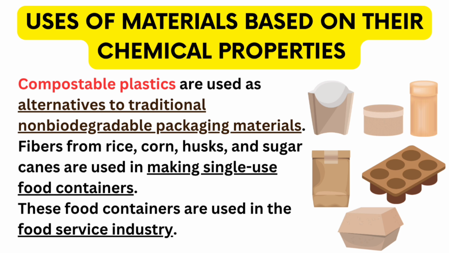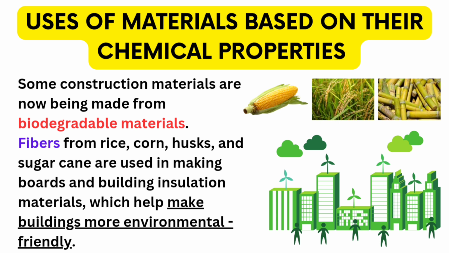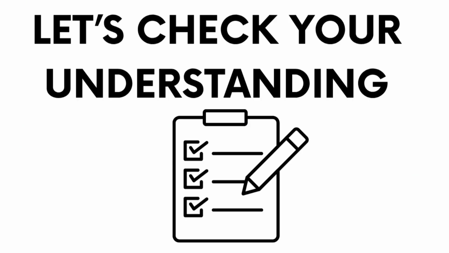Fibers from rice, corn husks, and sugar canes are used in making single-use food containers. These food containers are used in the food service industry. Some construction materials are now being made from biodegradable materials. Fibers from rice, corn husks, and sugarcane are used in making boards and building insulation materials, which help make buildings more environmentally friendly. Let's check your understanding.